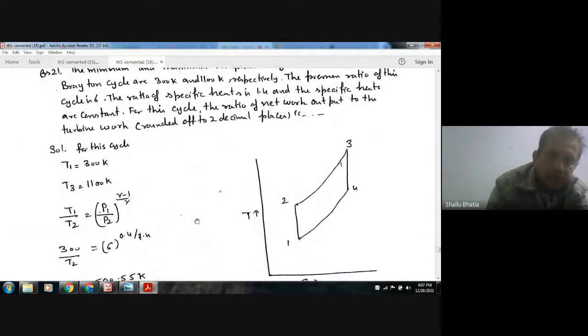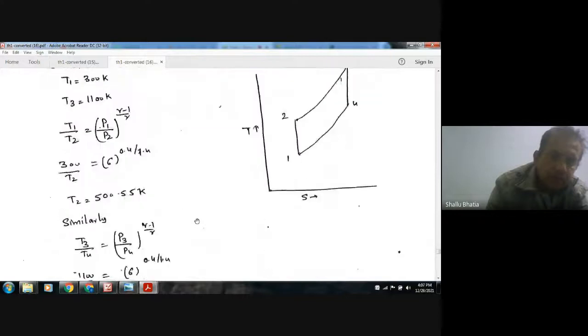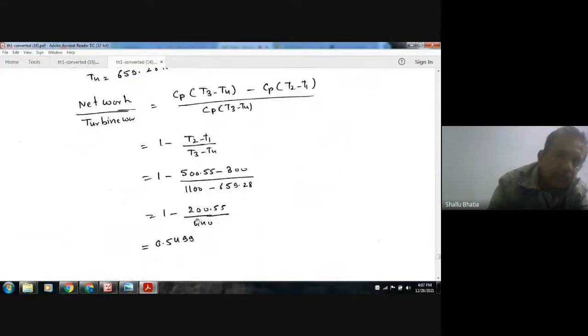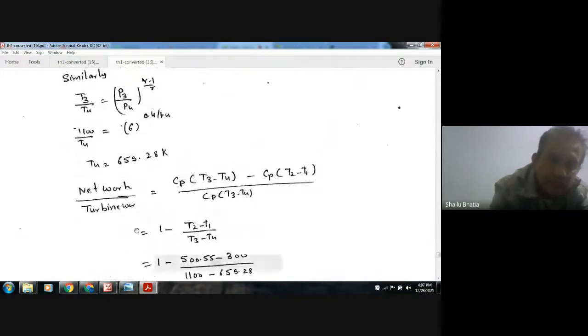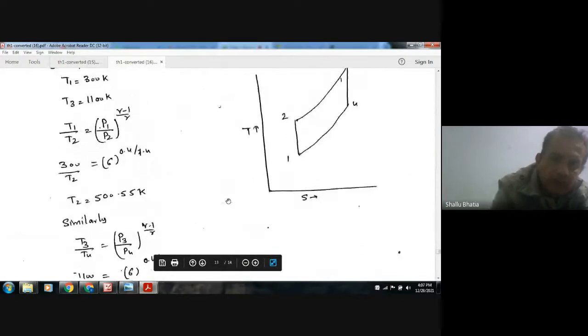What is the ratio of net work output to the turbine work for this cycle? Sorry, we don't have to calculate the efficiency. So this is the net work, and Cp(T3 minus T4) is the turbine work.